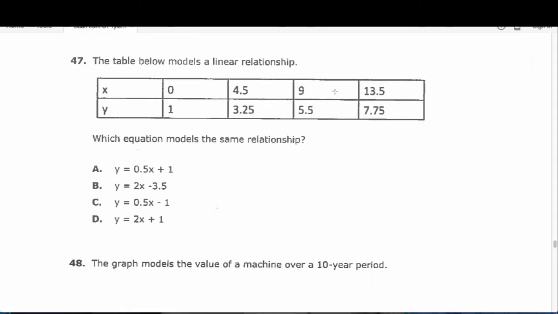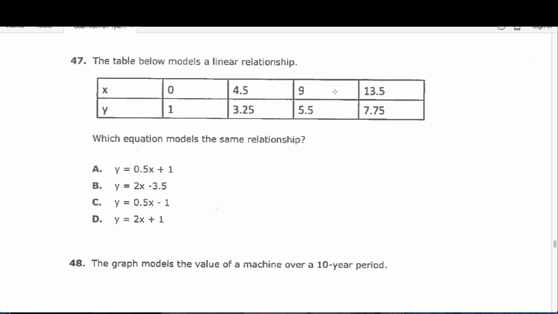Question 47. The table below models a linear relationship. Which equation models the same relationship? A, y equals 0.5x plus 1. B, y equals 2x minus 3.5. C, y equals 0.5x minus 1. D, y equals 2x plus 1.